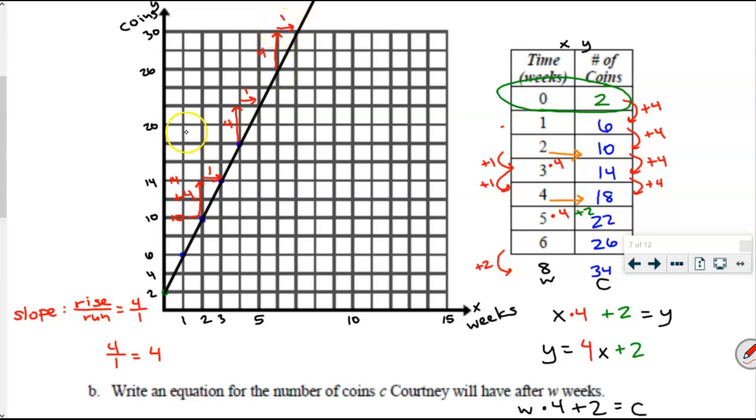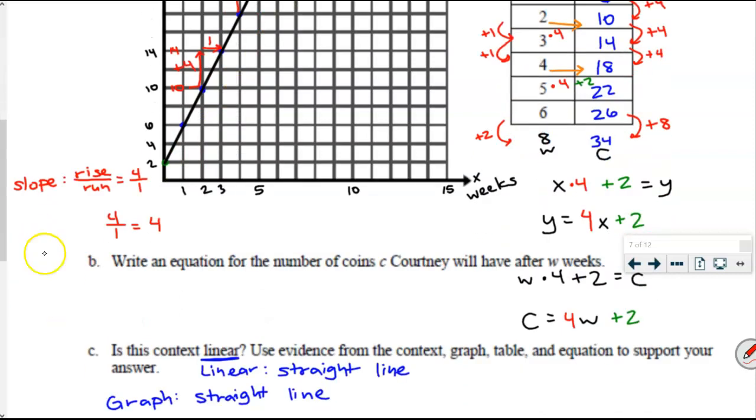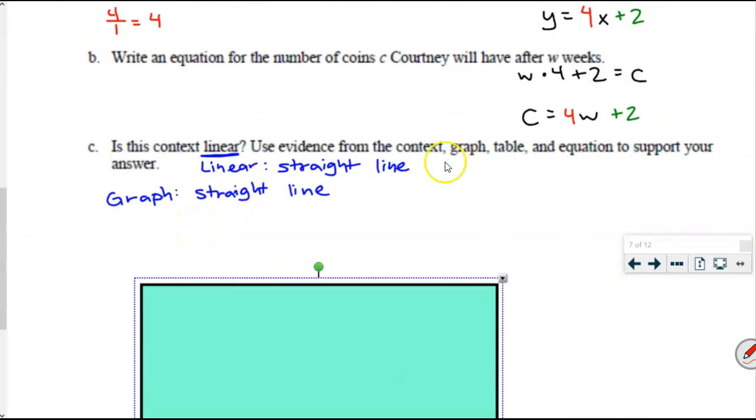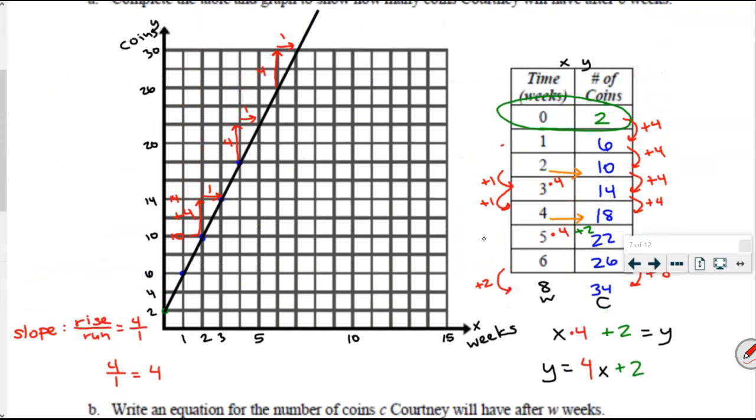What is that called? Seth? Slope, yeah. So it's a straight line. Why is it a straight line? Because it has a constant slope. I'm always going up 4 and to the right 1, up 4, right 1, up 4, right 1. That's what makes it a straight line. Now, with that in mind, are you ready for the challenge?